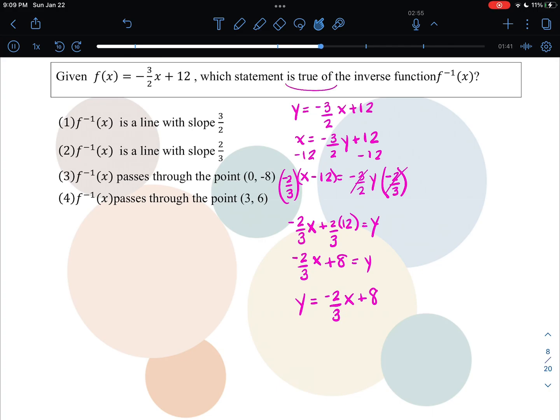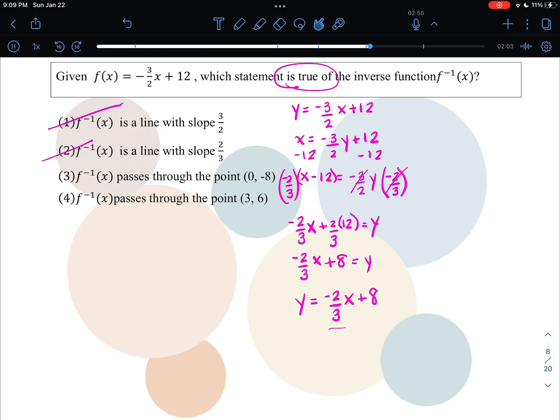I'm trying to find the statement that is true of the inverse function. Number 1 says f inverse of x is a line with the slope 3/2. My inverse function has a slope of negative 2/3, so that one is ruled out. The next one is also ruled out because it is a positive 2/3 instead of negative 2/3.